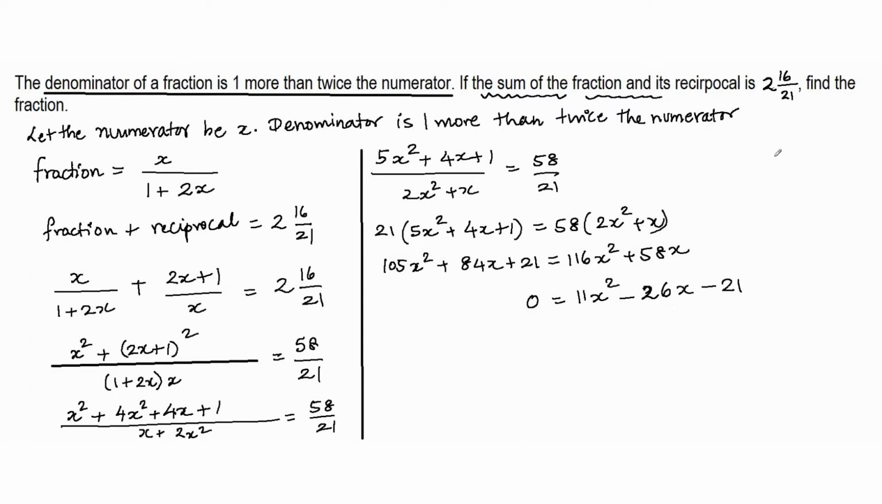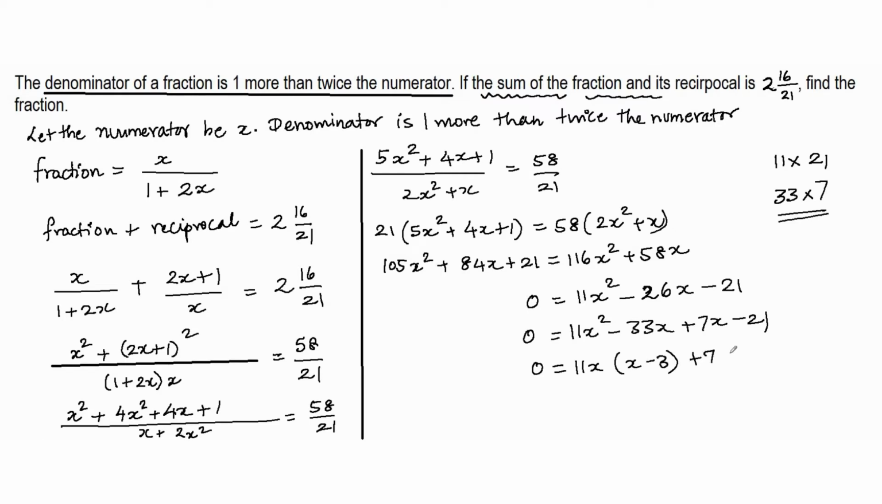And now I have to find two numbers whose product is 11 into 21 having a sum of 26. This is not working, so let me now divide 21 by 3, so that becomes 7, and let me multiply 11 by 3, so this becomes 33 and 7. Therefore 0 is equal to 11x square minus 33x plus 7x minus 21, and therefore 0 is equal to 11x into (x minus 3) plus 7 times (x minus 3), and therefore (11x plus 7) into (x minus 3) is equal to 0, and that's why I get x equals 3 or negative 7 by 11, right?